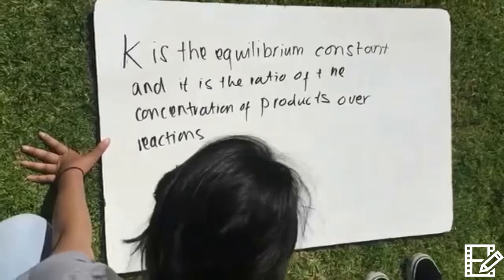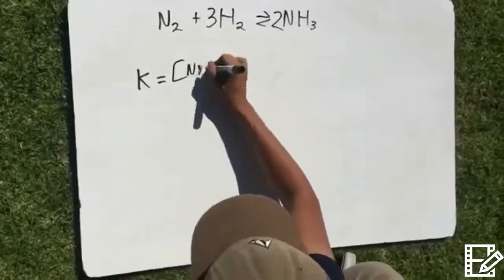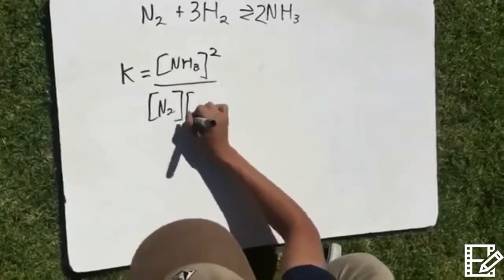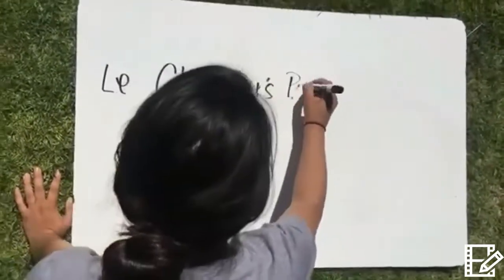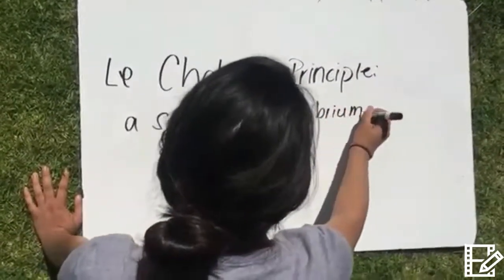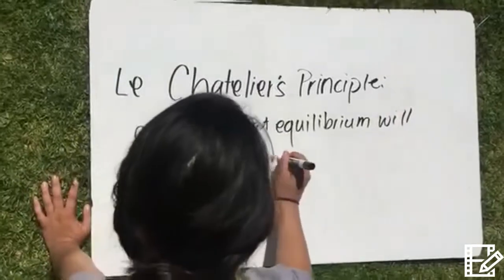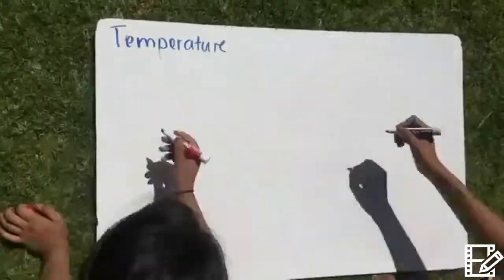This example shows the concentration of ammonia over the concentrations of nitrogen gas and hydrogen gas, where the coefficients are used as exponents. Le Chatelier's principle is a law that states that any system under equilibrium will adjust to the stress applied to try and re-establish the ratio of the concentration of reactants and products.